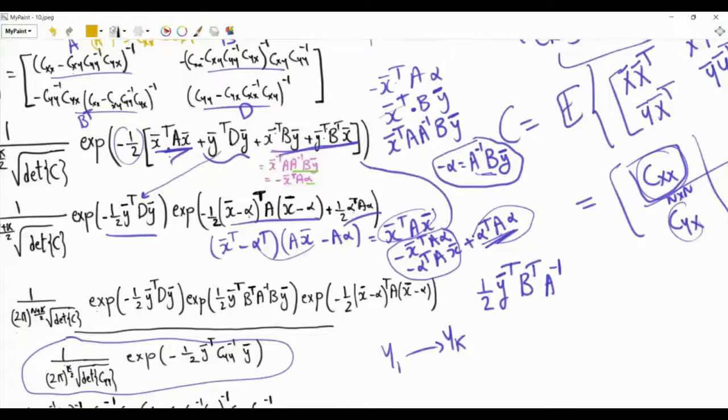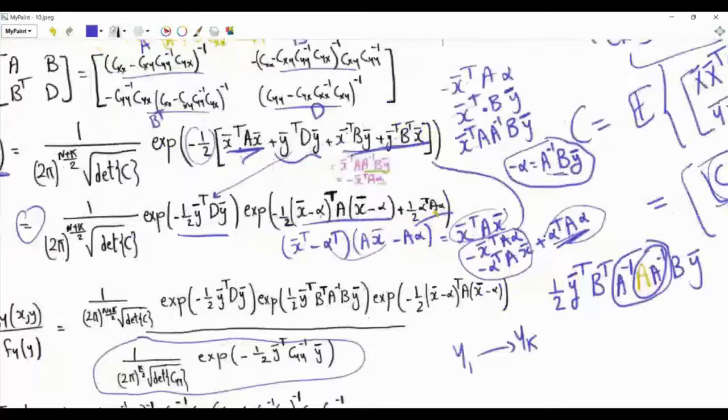So this is alpha transpose. Then we have A, so that's the A. And then we have alpha, so copy. Now you can see that these two, for example, will give identity, and we are left with 1/2 y bar transpose B transpose A inverse, and then these two will give identity, and then B y bar. So this term is also isolated. And we have this expression here.